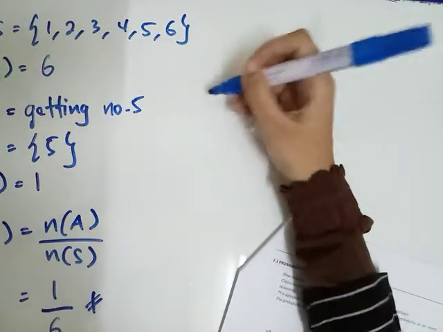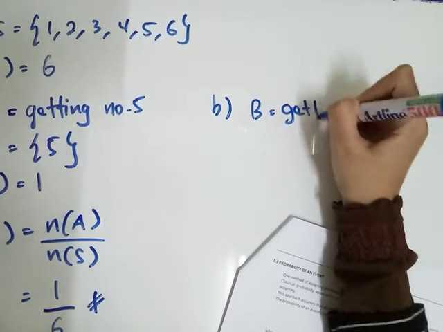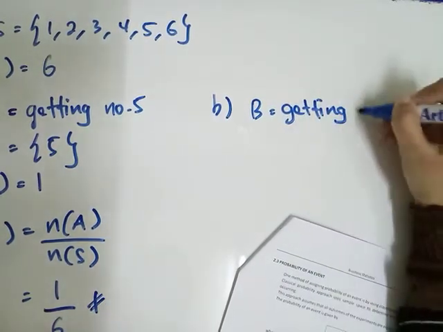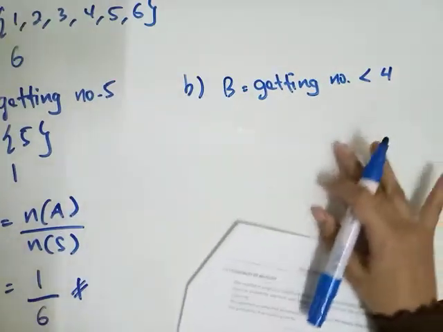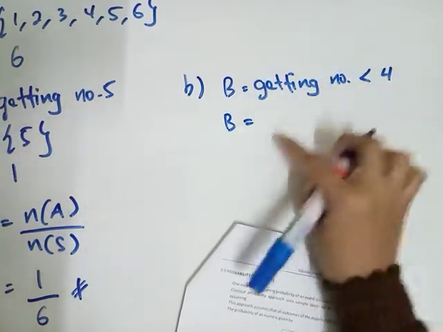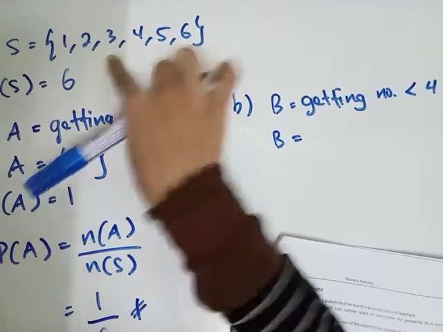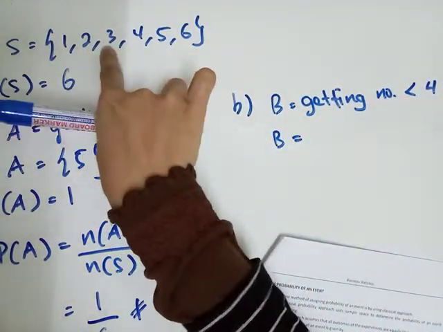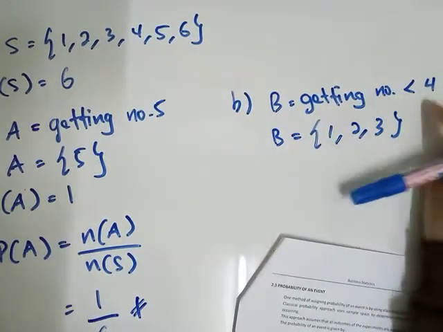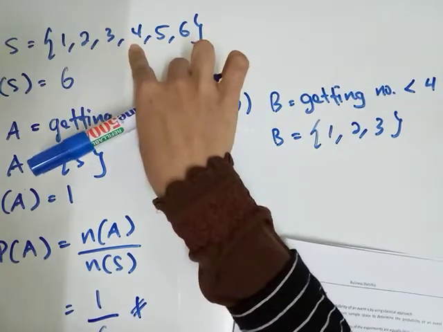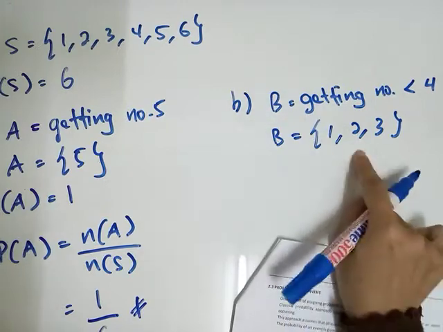Look at B. B is find the probability a number less than 4. So kita letkan B getting number less than 4. Saya short formkan dia. What is the element in set B? Getting number less than 4, look at it from the sample space. The element for set B is 1, 2, 3. 4 termasuk tak? Tak termasuk. Soalan minta the number less than 4, kurang daripada 4, which is 1, 2, 3.